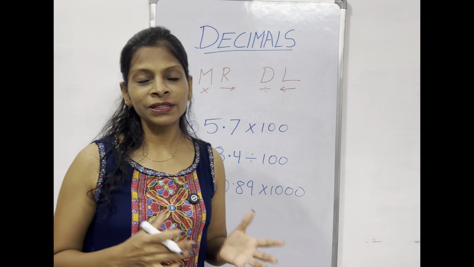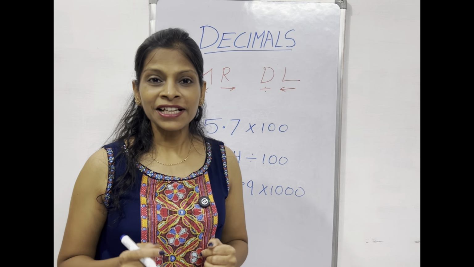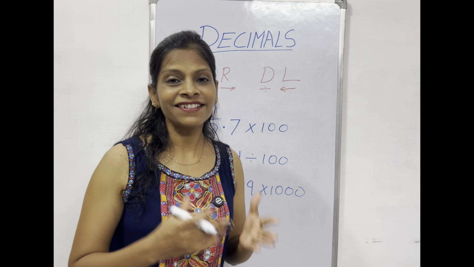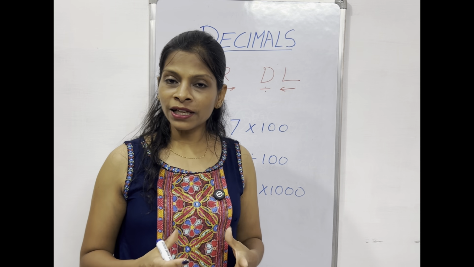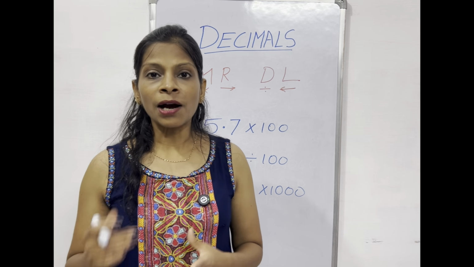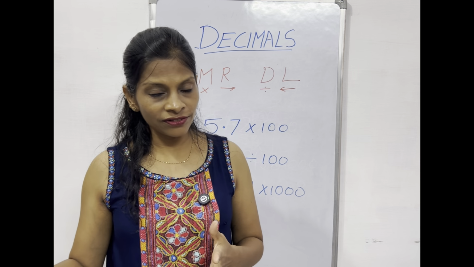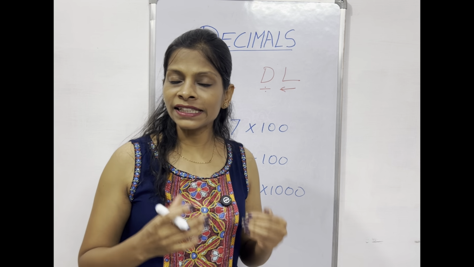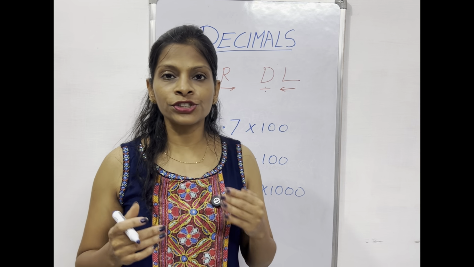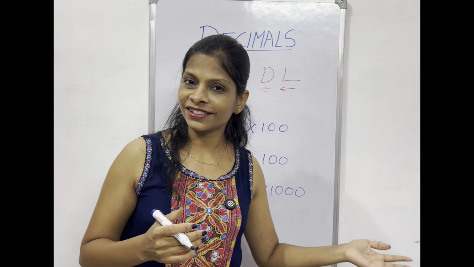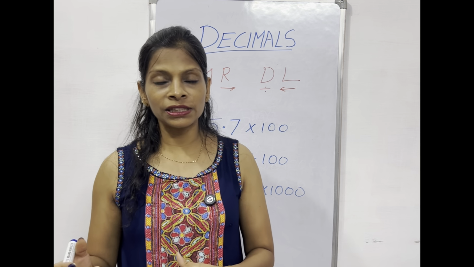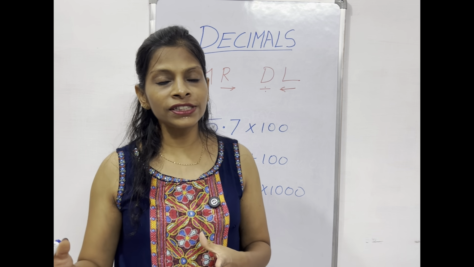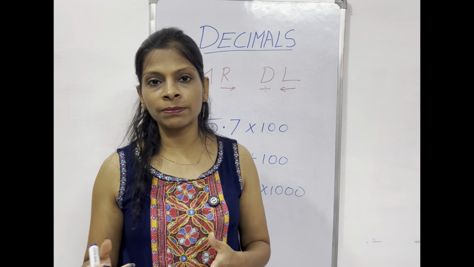Let's revise multiplication and division by powers of 10 once. What are powers of 10? 10, 100, 1000, 10,000, and so on. When I multiply by any power of 10, my decimal will shift towards the right. When I divide by any power of 10, my decimal will shift towards the left. The number of places I shift my decimal depends upon the number of zeros or the power of 10 I am multiplying by.